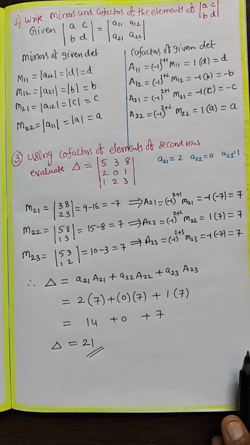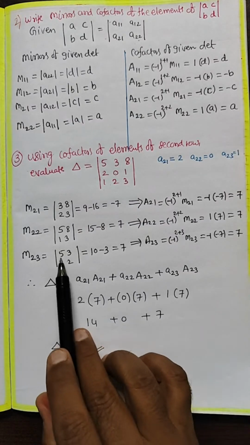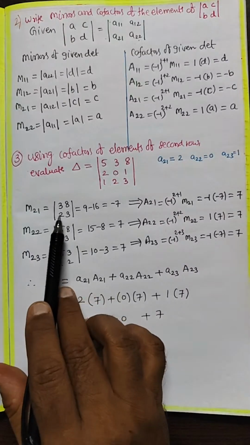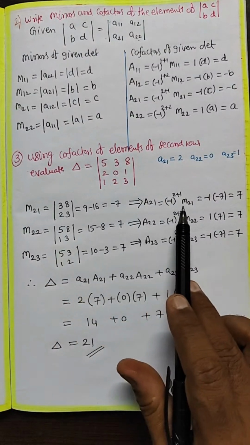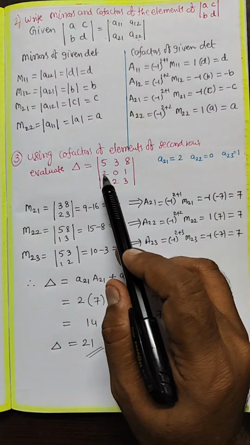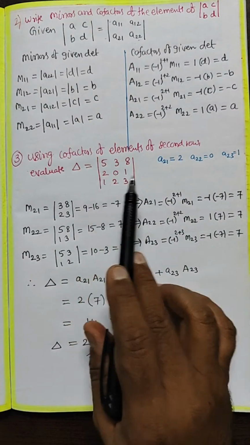Somewhere else we did, so minus plus it was changed maybe. Your 10 minus 3 is 7, your 15 minus 8 is okay, 9 minus 16 is minus 7. Yeah, while calculating here, plus minus plus will come. No, this is the A21. This is the element A21, meaning 2 plus 1.